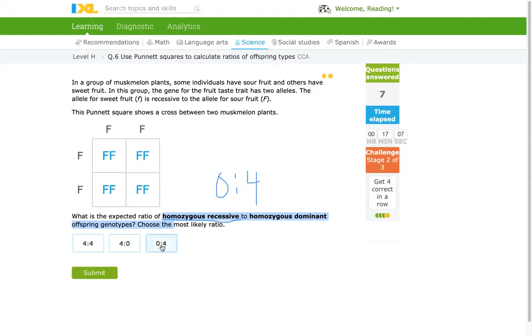I lost on that one. Okay, so let's go back. Remember, homozygous recessive, that's going to be that lowercase letter. Remember, when we think about homo, that means the same. Homo sapiens, same kind of animal. And when it's hetero, it's different. When it's homozygous dominant, that's going to be the same capital letter.